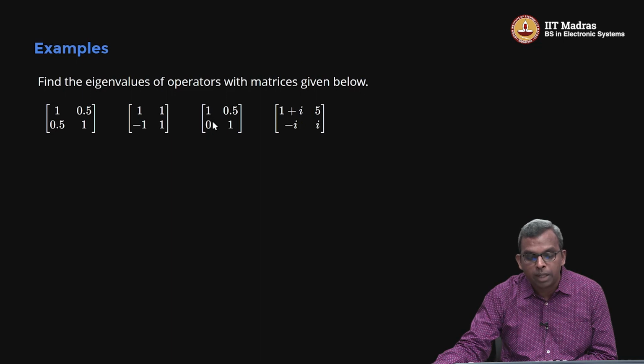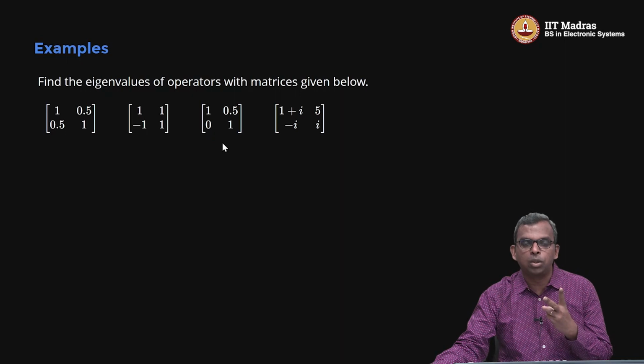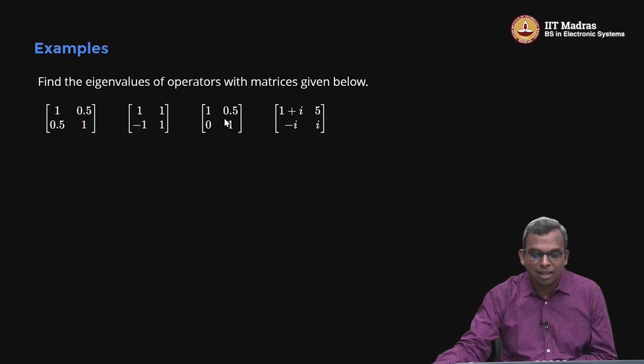(1 minus lambda) whole squared equals 0. So you will get repeated roots. There are two roots, but both are the same, lambda equals 1, 1. Okay, so that is an interesting thing to see.